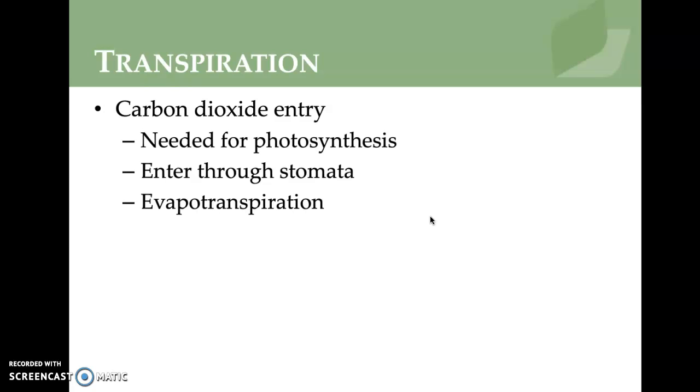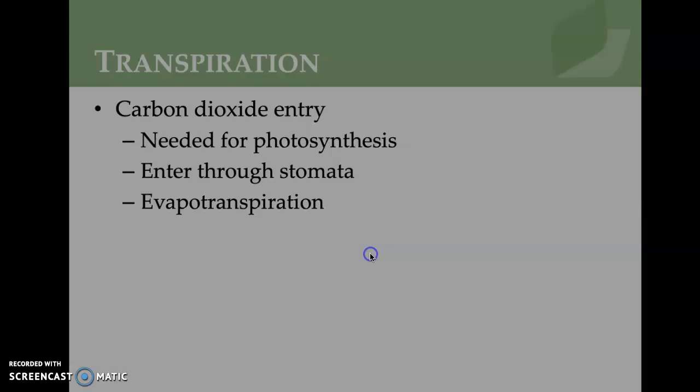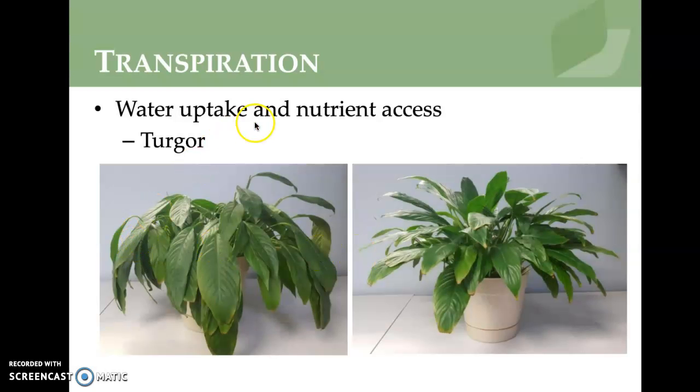Carbon dioxide entry, it's basically needed for photosynthesis. So you may have heard someone tell you that if you talk to your plants or sing to your plants that they'll grow better. Really, you're just releasing carbon dioxide around them, and that is benefiting the plant. That can enter through the stomata and leads to evapotranspiration. Transpiration itself, they're talking about water uptake and nutrient access, and if you look, they're basically showing a plant wilting. And then basically when you water it, you're filling all of those spaces in the plant.